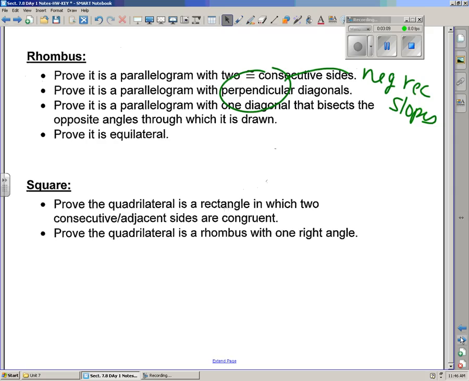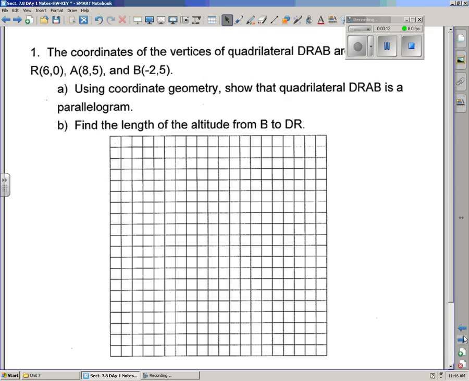So if we go to this first problem, it wants you to use coordinate geometry to show that DRAB is a parallelogram. Well, the first thing you need to do is you need to actually plot these points and then take a look at the figure. So we've got our x and our y axis here. If you plot the points, we've got D being at -4, 0. We've got R being at 6, 0.